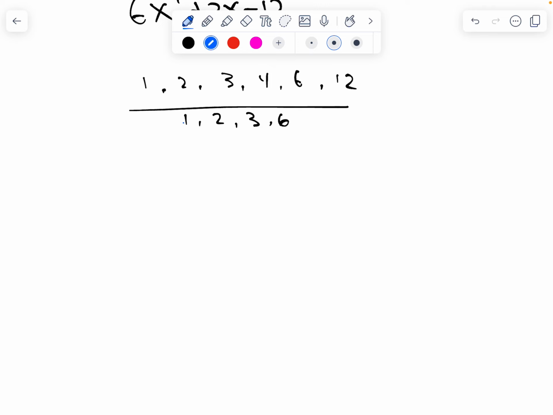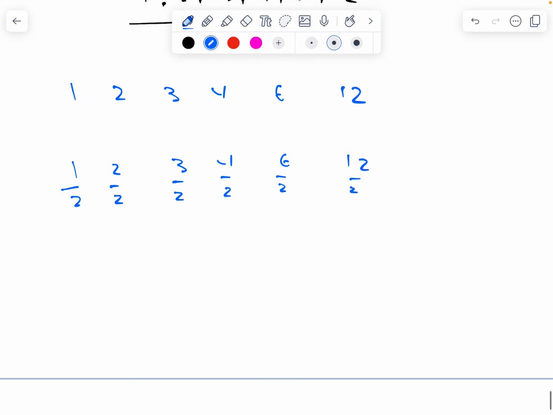We got 1 over 1, 2 over 1, 3 over 1, 4 over 1, 6 over 1, 12 over 1. So I'm just going to write 1, 2, 3, 4, 6, 12. We also have those same numbers, 1, 2, 3, 4, 6, 12, all of that over 2. We also have those numbers, 1, 2, 3, 4, 6, 12, all of those over 3.